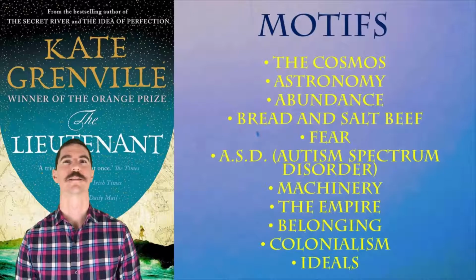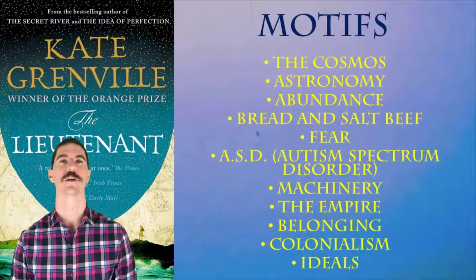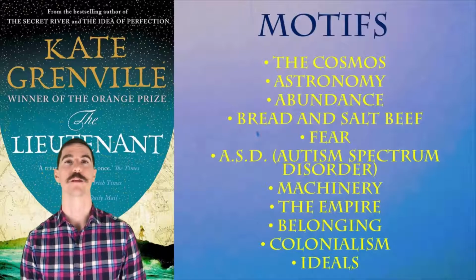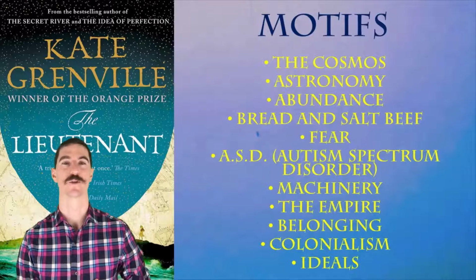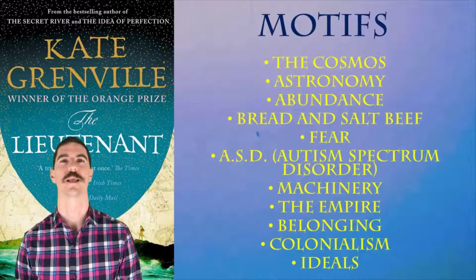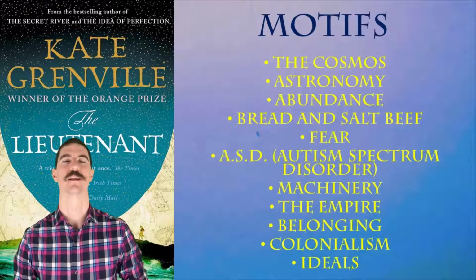Then there's the two contrasting motifs of abundance and bread and salt beef. They are surrounded by abundance, and Indigenous people are living quite a comfortable, happy, carefree life, living off the abundance of the land, and then the British people are struggling with bread and salt beef, which of course the Indigenous people don't actually enjoy or take any special affinity to. But it just shows the contrasting lifestyles of these two groups and how they, in the same environment, have two very different understandings of abundance and what they can eat as a result.